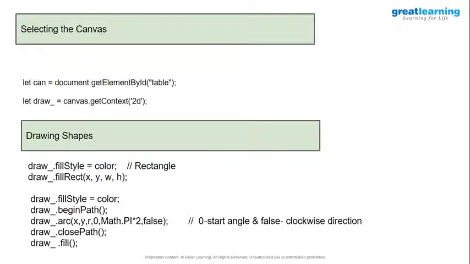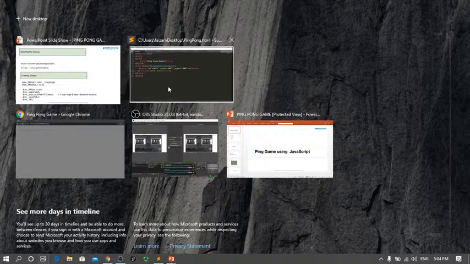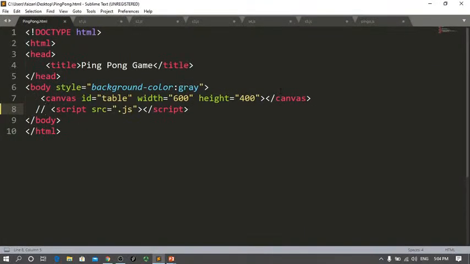Now the JavaScript code. The first thing we are going to do is select what we created in our HTML page. How do we do the selection? document.getElementById, because we created an ID which is called table. You see, this is the ID that we created. Now we are going to select it with the help of this. The canvas is used just to create the graphics. That's it.